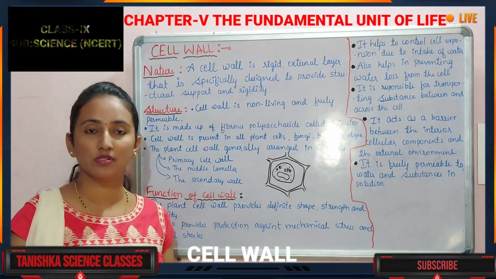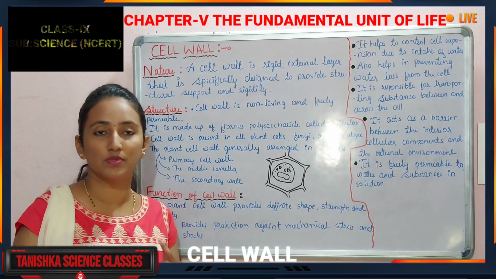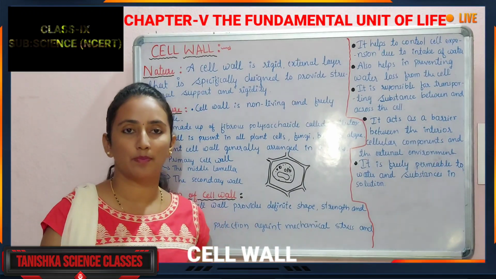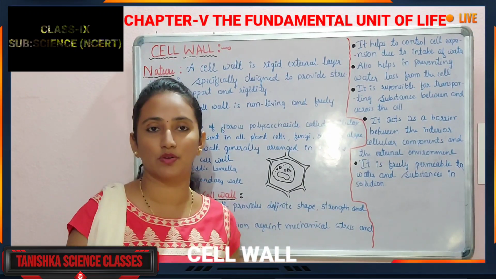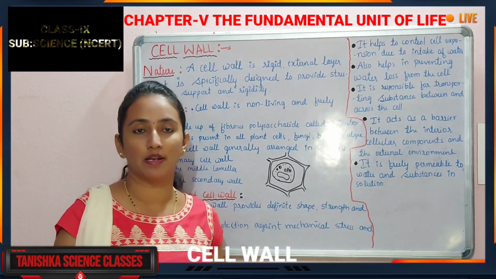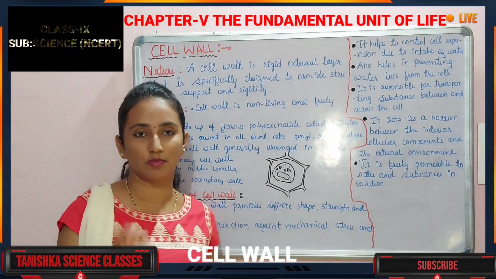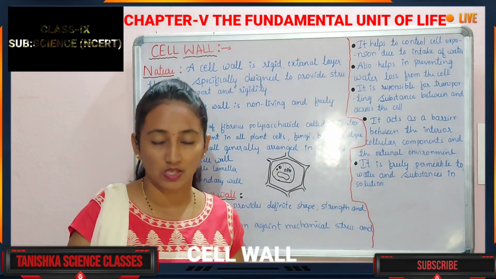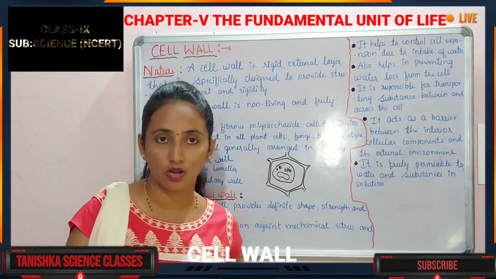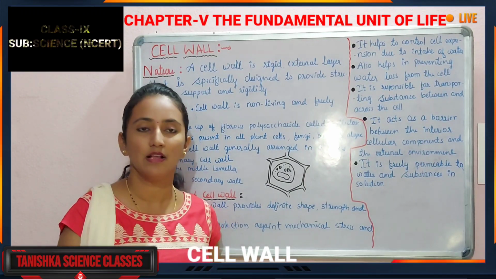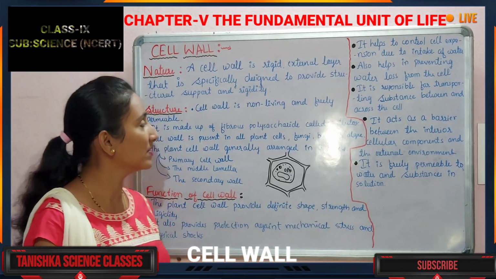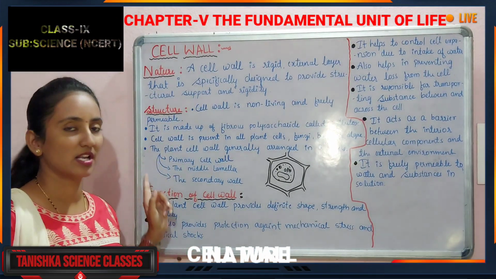Cell wall is the outermost layer of the cell, which we can observe in some of the cells, like cells of plants, fungi and bacteria. All organisms' cells contain the cell membrane, but the cell wall is present only in some of the organisms. A plant cell contains the cell wall, a fungi cell contains the cell wall, and the bacteria cell also contains the cell wall. Then what is the cell wall? Let us study in detail, first the nature, next the structure and the function.